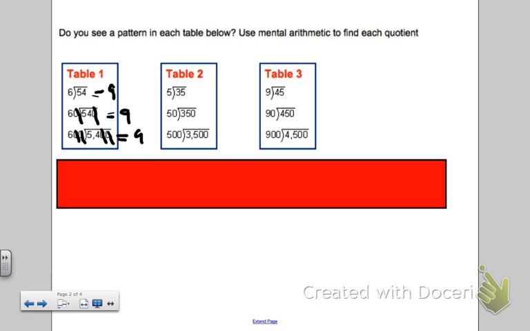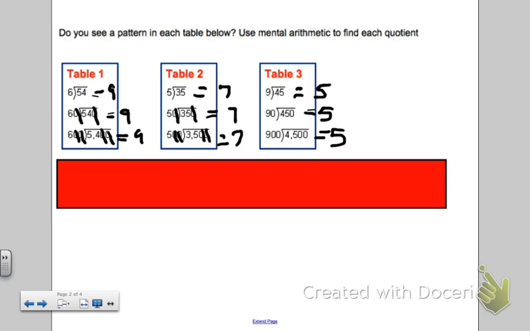So what do you think is going to happen in table 2? 35 divided by 5 is 7. 350 divided by 50, 7. 3,500 divided by 500, still 7. Interesting, huh? I bet you can figure out what's going to happen here in table 3. All of them are going to end up being 5.